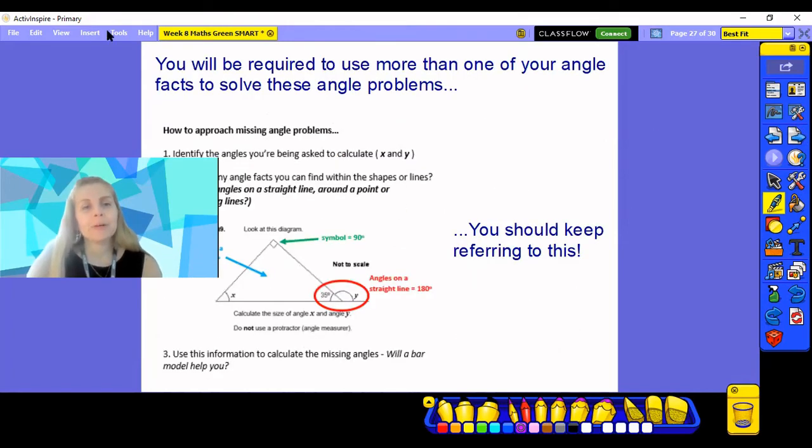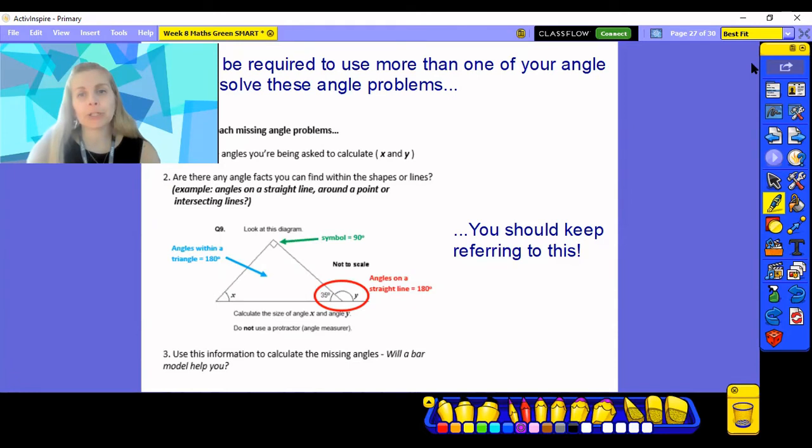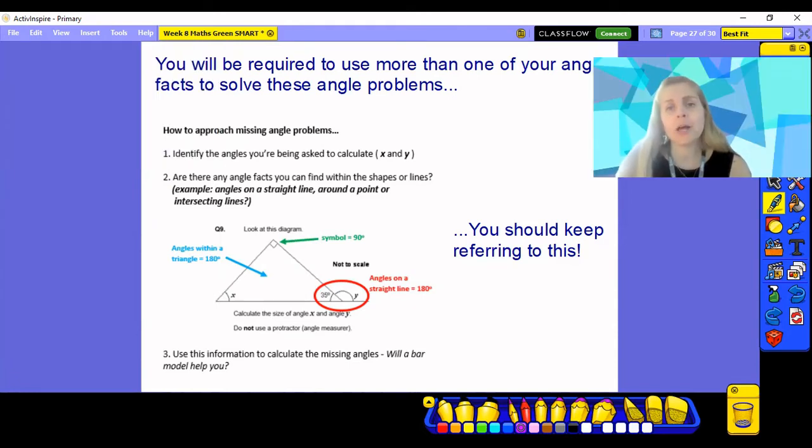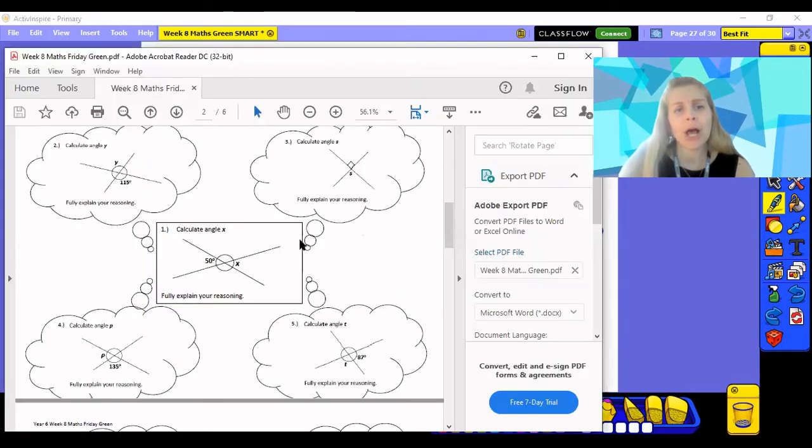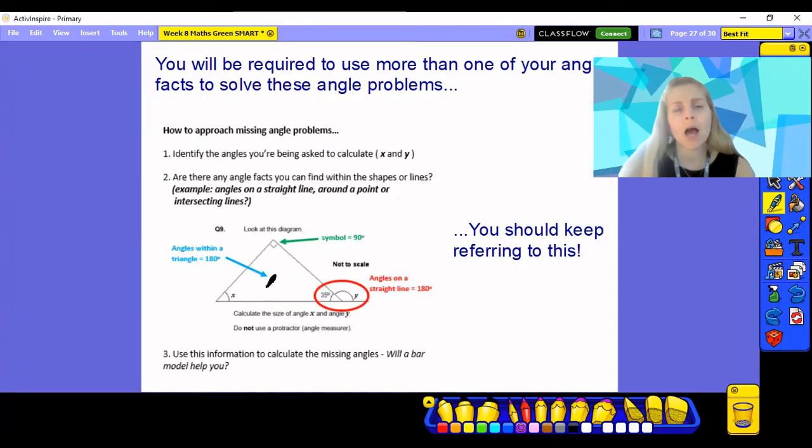Okay, so moving on, if you have a look at your help sheet for maths and your angle work this week, there is a little section that gives you some information on how to approach a missing angle problem. You always need to identify the angles that you are being asked to calculate, and we've been doing that the whole way through, and use your knowledge of angle facts that you've already been learning to help you establish the missing angles that you're looking for.